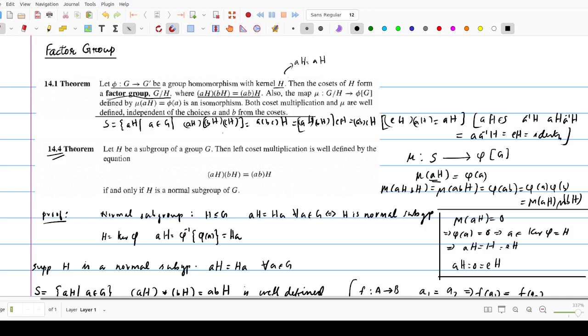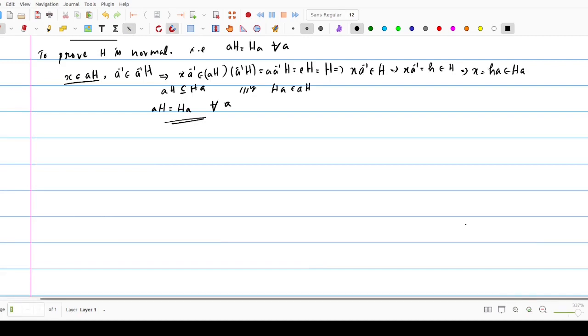Okay, so this is what we discussed, or asserted, in theorem 14.1. Moreover, if we continue this discussion in any subgroup H of G, such that aH equals Ha, then the set of all cosets, which for the time being we denote as S, the set of all aH, a belongs to G, is a group under the binary operation defined above.